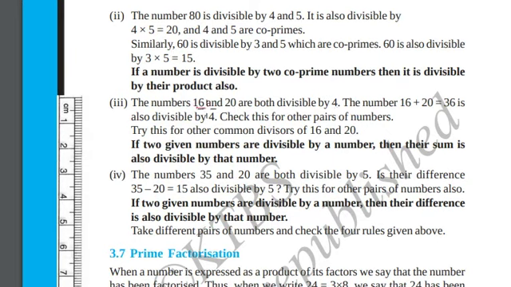Prime factorization. When a number is expressed as a product of its factors, we say that the number has been factorized. We can write 24 as a product of its factors, 3 and 8. 3 times 8 is equal to 24. We say that 24 has been factorized.